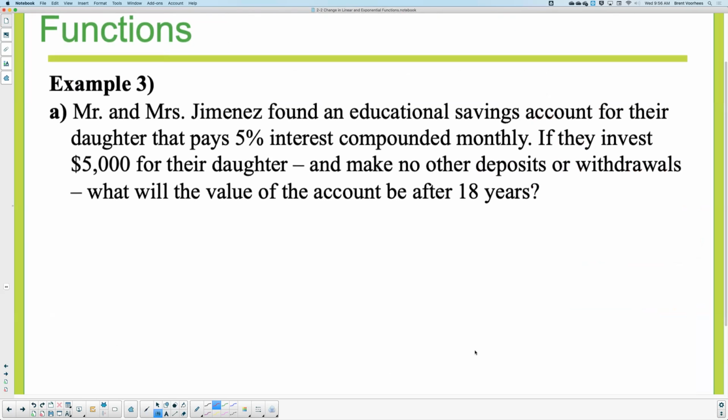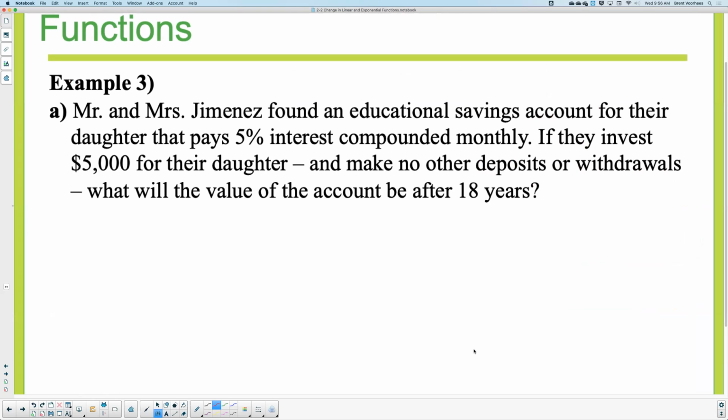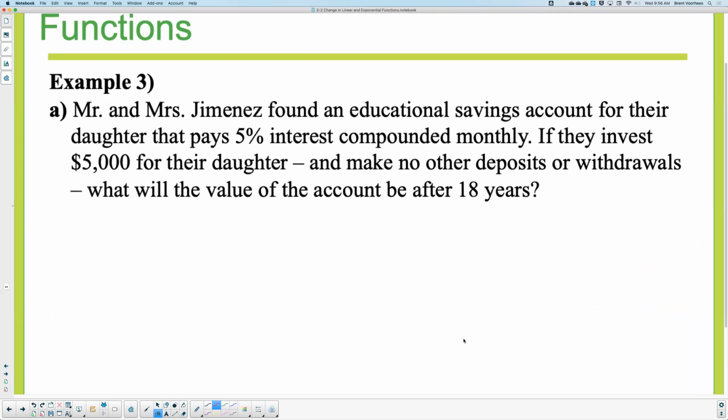That's what Chris says. Mr. and Mrs. Jimenez found an educational savings account for their daughter that pays 5% interest compounded monthly. They invest $5,000 for their daughter and make no other deposits or withdrawals. What will the value of the account be after 18 years?